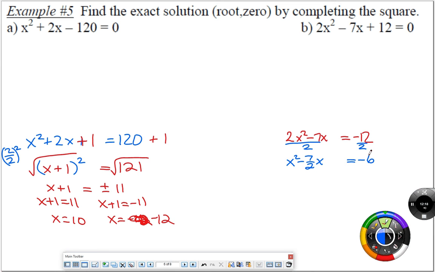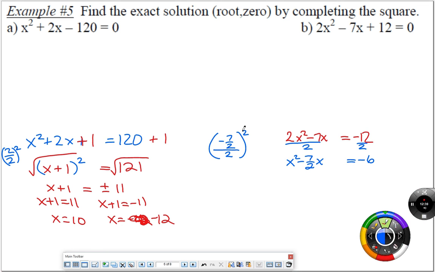So you don't like it because it has a fraction, I already know. But we're going to get over it. We're going to deal with it. So I need to take negative 7 over 2, divide it by 2, and square it. I'm taking this number, dividing it by 2, and squaring it.